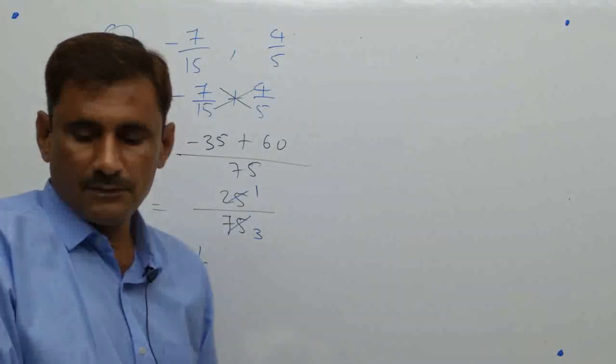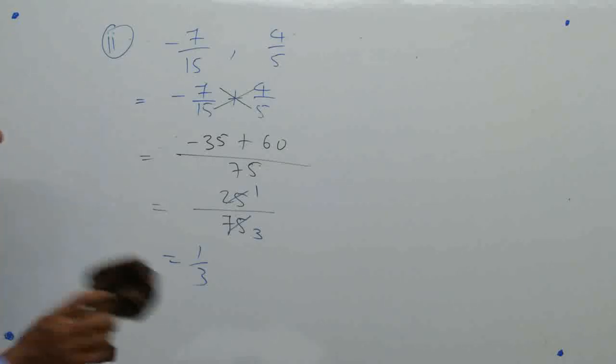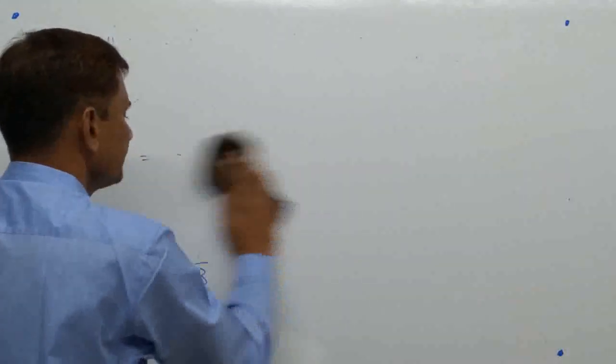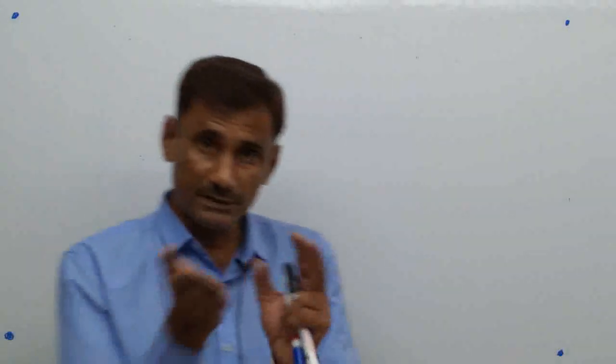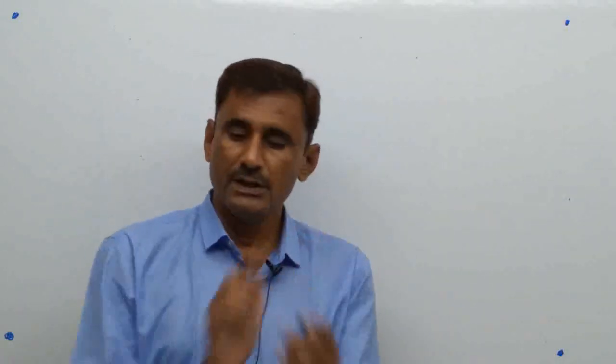Subtract 3 by 8 from 3 by 4. First of all, understand what is to be subtracted from what, so which number is subtracted from which one. Sometimes students make mistakes here. Okay, you have to subtract 3 by 8 from 3 by 4.